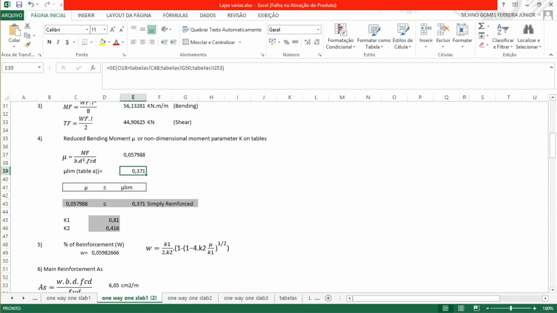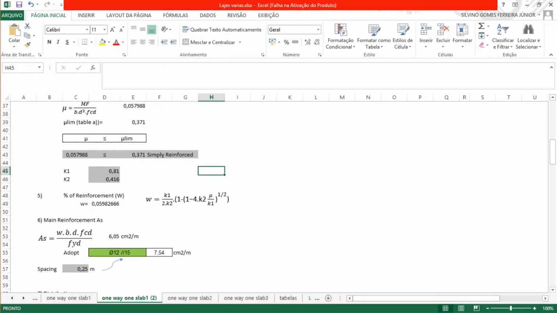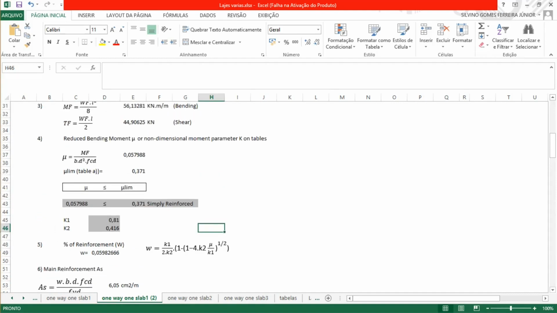Okay, so the K limit is 0.371 mil limit, and when we check this condition, what we calculated was 0.057, and this is less or equal to 0.371 that is already pre-calculated in tables. We can say so that is a simply reinforced. K1 and K2 are values already in Eurocode. They are fixed values for this situation.